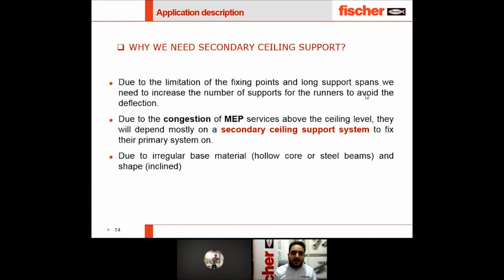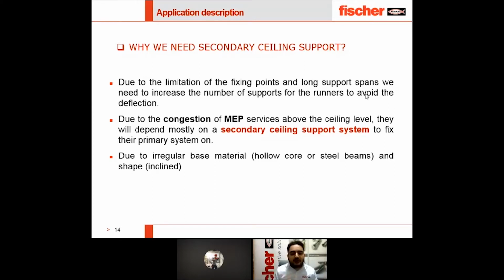of the baffle ceiling. Also, we have problems with congested areas of MEB services. Sometimes we don't have any access to the ceiling. So when we have a congested area of MEB, we cannot install a threaded rod into the ceiling directly. So we need some secondary system to make our hanging system for the baffle ceiling, and then with the long span we can support our system as a secondary system.